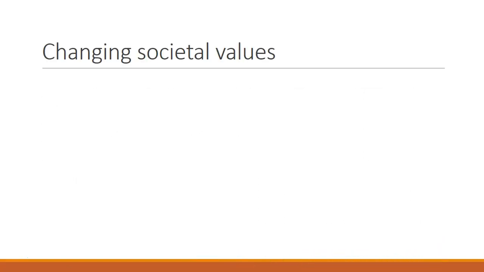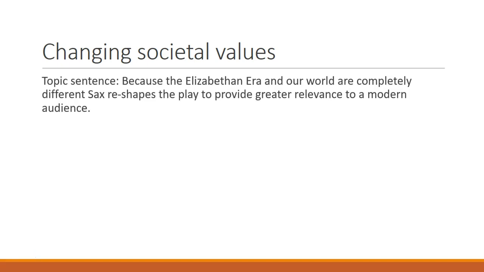Now, another thing that we can do is we can take it from the idea of context and talk about the changing societal values. So the act of transformation is necessary because the values of society have changed. So my topic sentence could be, because the Elizabethan era and our world are completely different, Sachs reshapes the play to provide greater relevance to a modern audience.